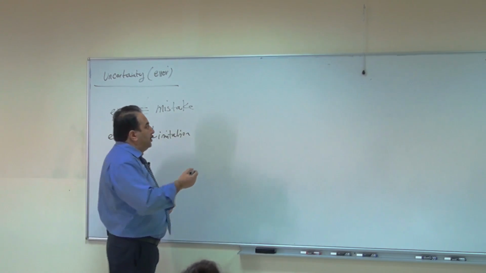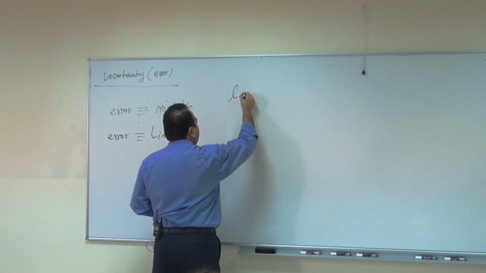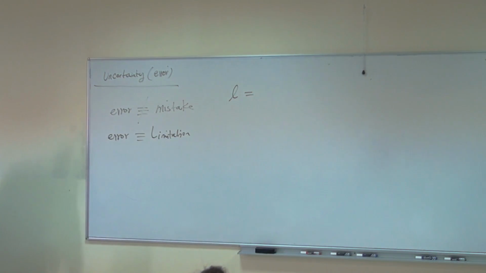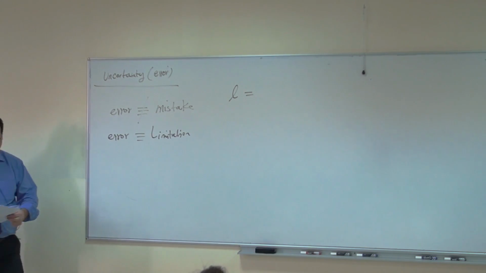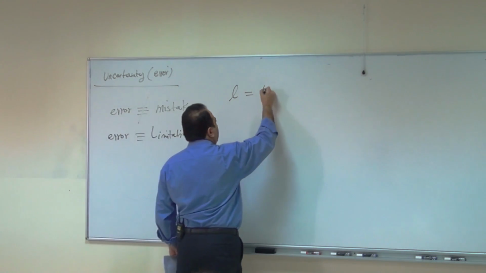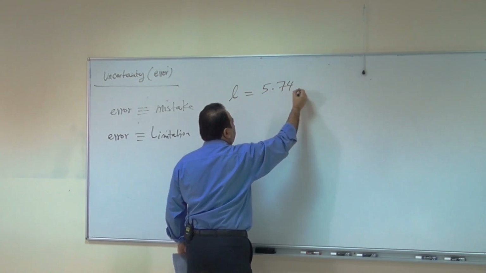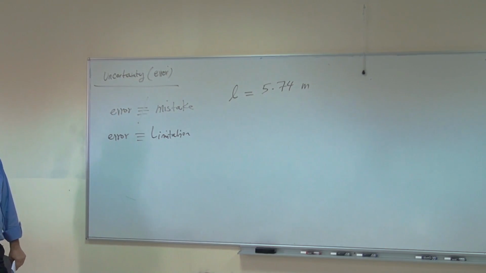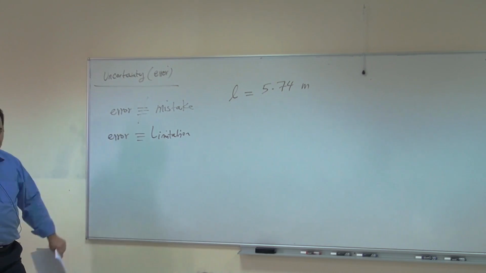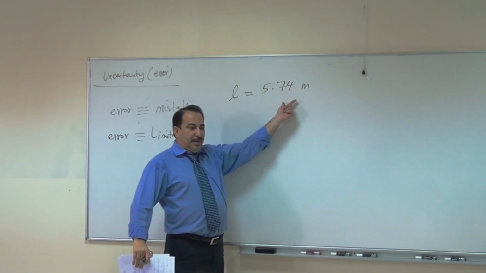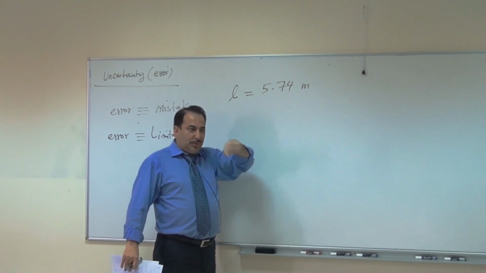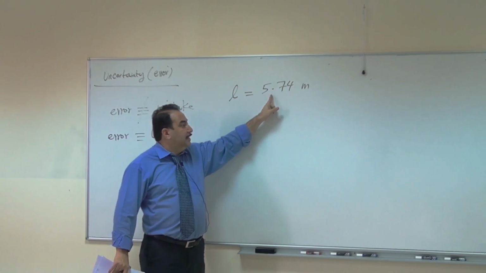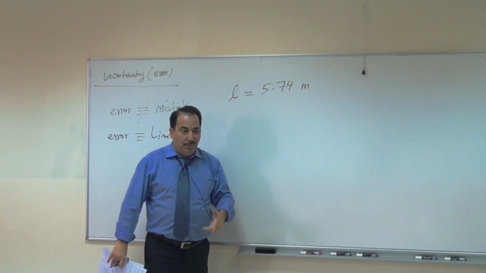I measured the length, and I call it L, and I found that L, just for the sake of argument, is 5.74 meters. One of you measured the room length and he said this. Now, this figure, which you have here, is what you measured, yes? But are you sure that the length of this room is exactly 5.74?